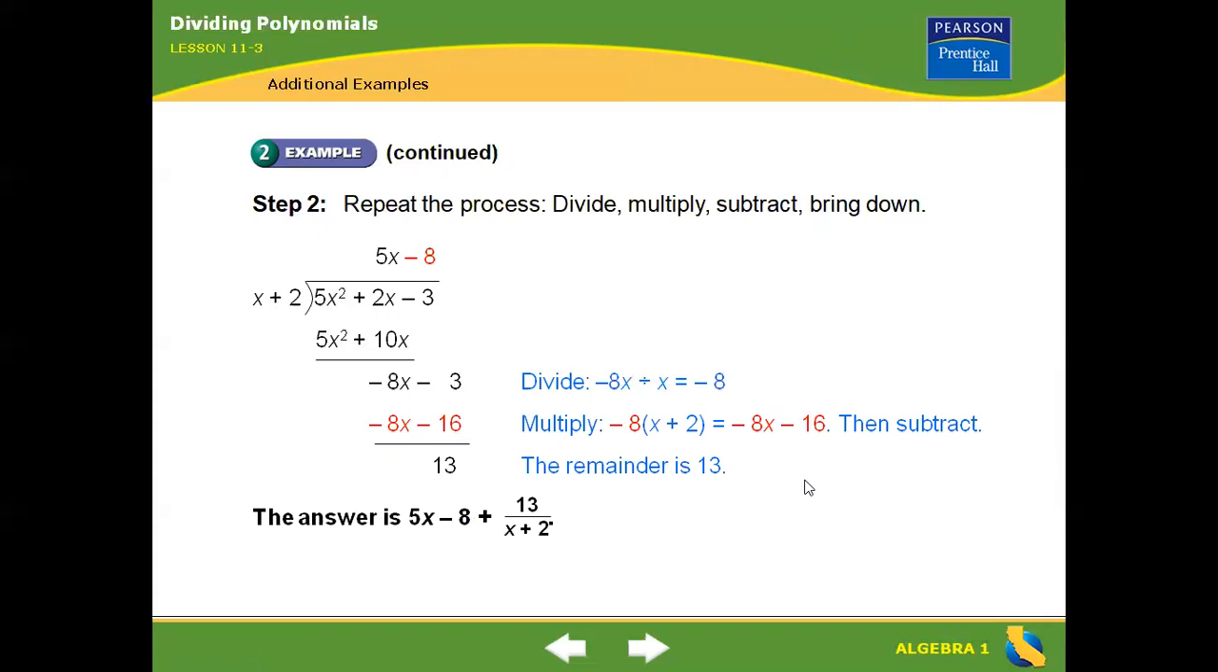Therefore, the quotient would be 5x minus 8 plus 13 over x plus 2. Take note, we rewrite this one as quotient plus remainder over divisor. So our quotient is 5x minus 8, the remainder is 13, and the divisor is x plus 2.